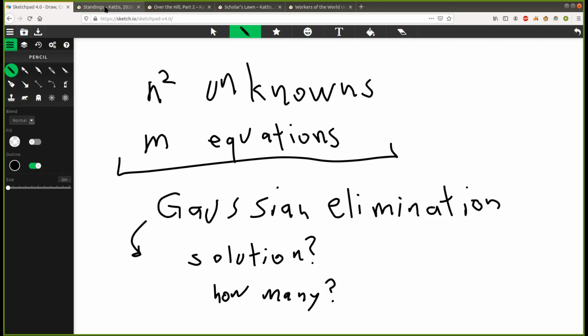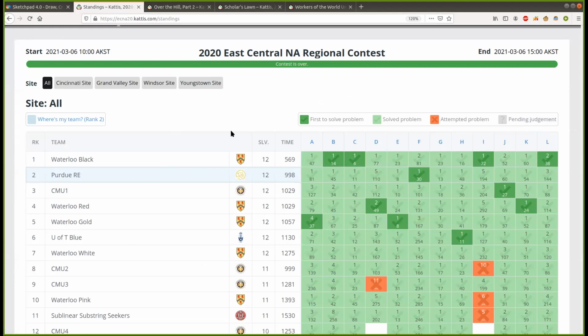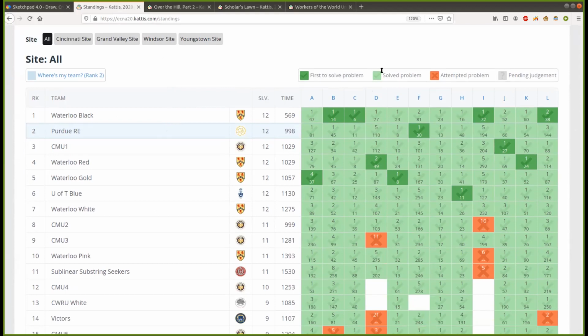Yeah, I guess this is one of the harder problems, but it's also straightforward if you know this background. I think this is a kind of ECNA flavor. There's often this kind of solving system of equations problem.